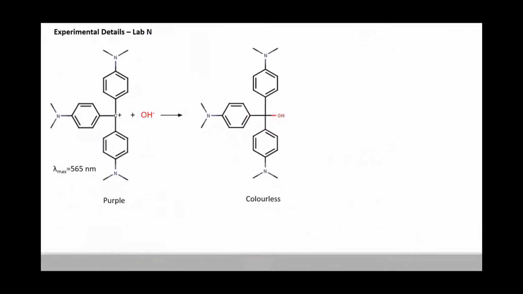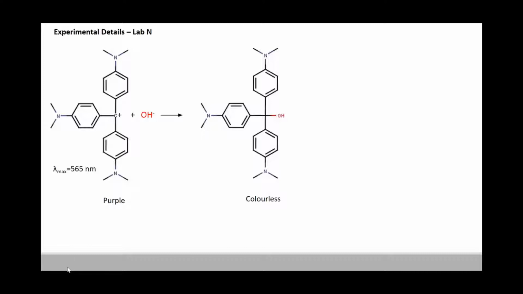In this lab, we will investigate the reaction between the crystal violet cation, structure on the left, and sodium hydroxide. Our goal is to use a spectrophotometric approach to determine the order of the reaction with respect to the crystal violet cation. This molecular cation lends itself well to this sort of analysis.